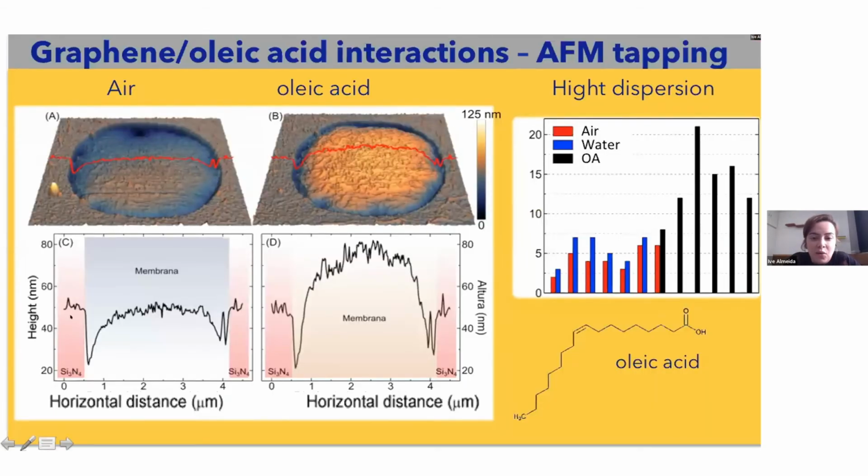Currently, we are working on graphene and oleic acid interactions. Oleic acid has a very different surface tension compared to water, so it's interesting to have this kind of fluid in our platform. As we can see here, oleic acid also inflates the membrane even more than water.